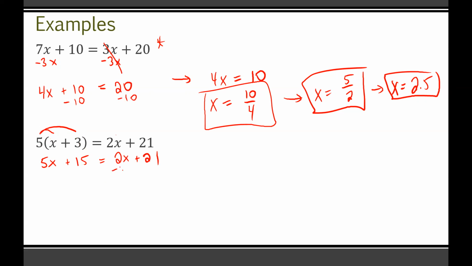So let's minus 2x from both sides because we want to move the smaller x over. And that's going to leave us with 3x plus 15 equals positive 21. Now this becomes a two-step problem, kind of like what we had right here. So let's minus 15 from both sides. This is going to give us 3x equals 21 minus 15, which is 6. And then just divide by 3 on both sides. That's going to be x equals 2.